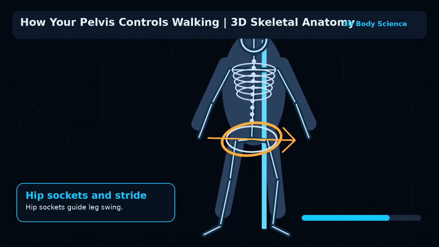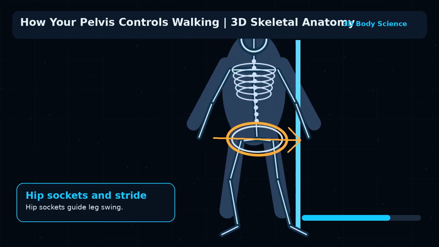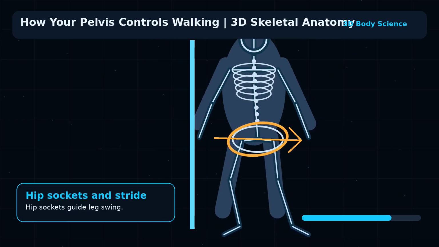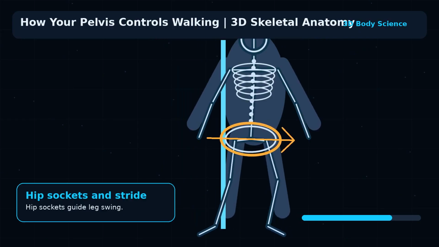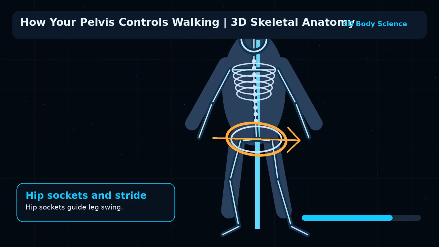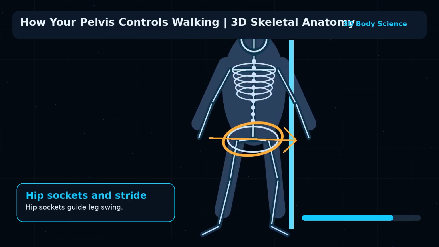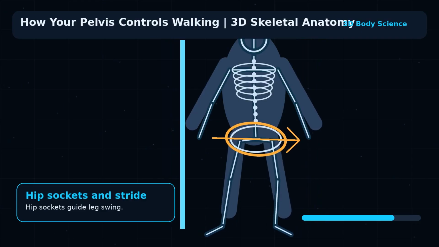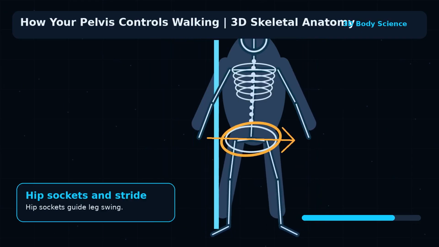So the recap is this. How your pelvis controls walking is really a skeleton story. The outer body gives us the shape, but the X-ray view shows the levers underneath. The important structures are pelvis, hip sockets, sacrum, and femur heads. They guide motion, share force, and connect one region of the body to the next.